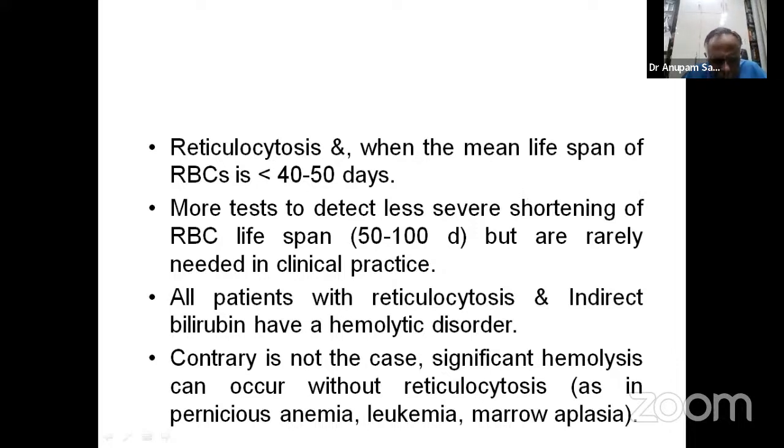Now, in some cases, you may not find that much of reticulocytosis, and you can still have hemolysis. Now, why does it happen? For example, in patients of thalassemia, you may not have that much of reticulocytosis, but you have the precursors of the reticulocyte in the form of nucleated RBCs, which come out, and then you have to take into consideration those.